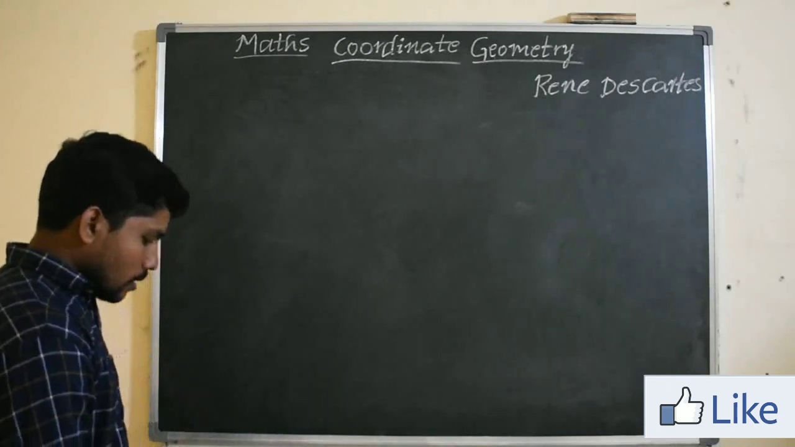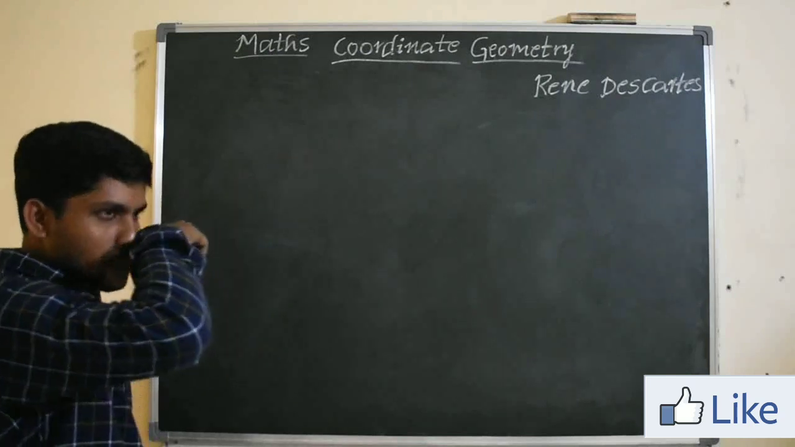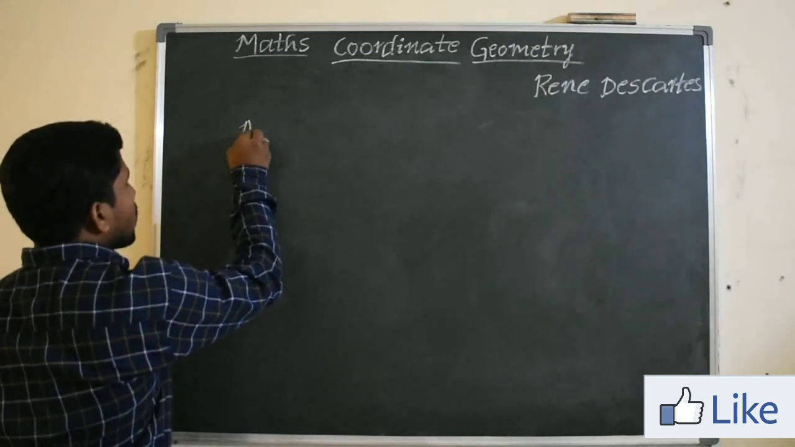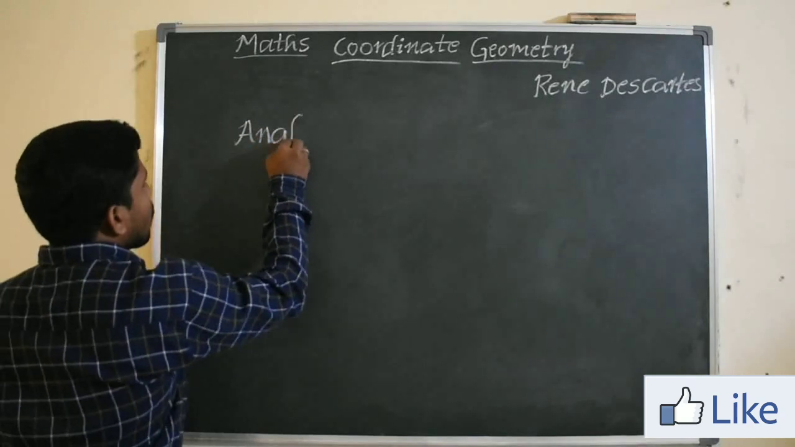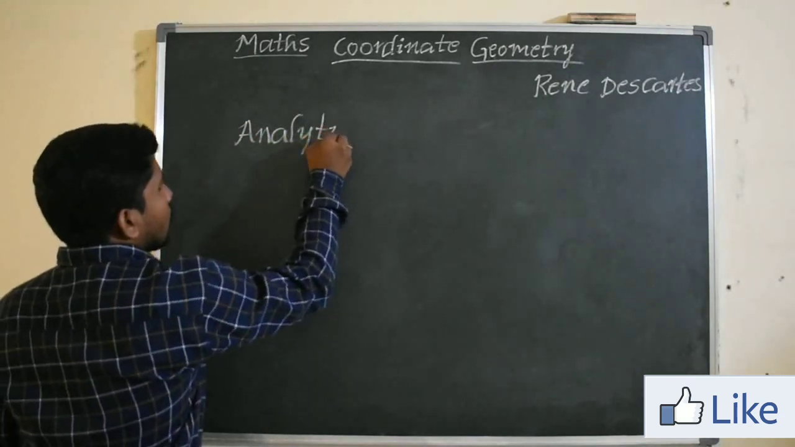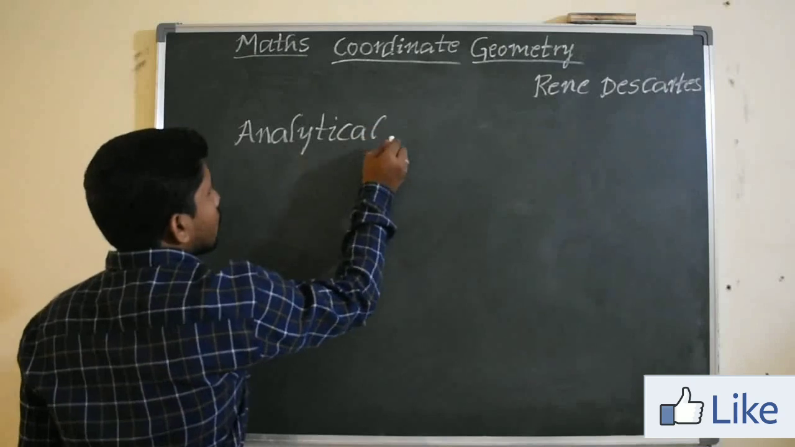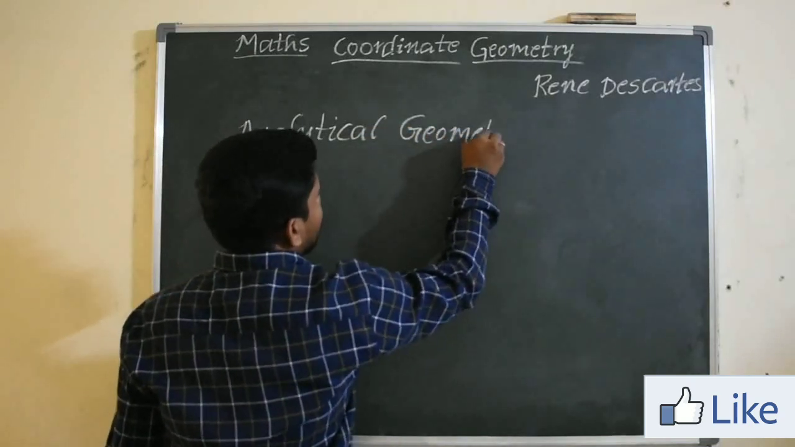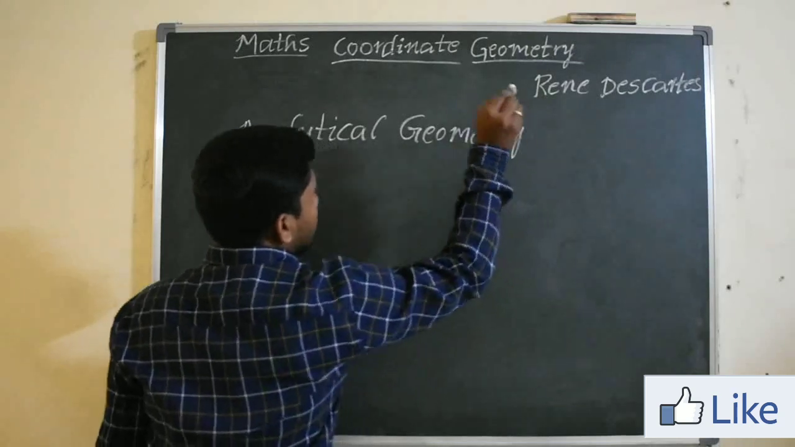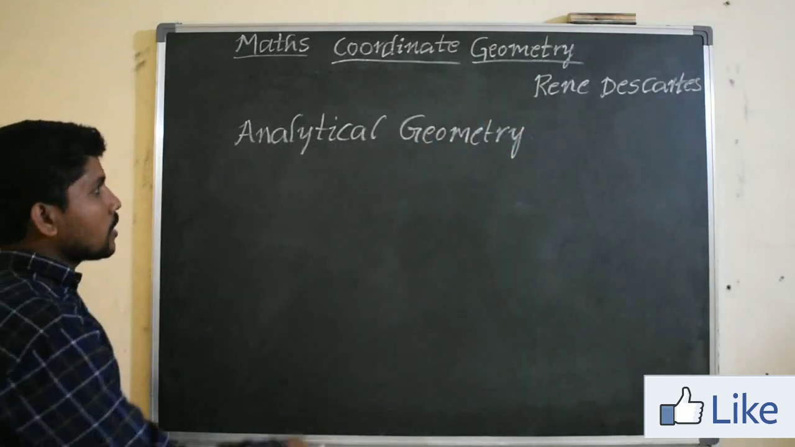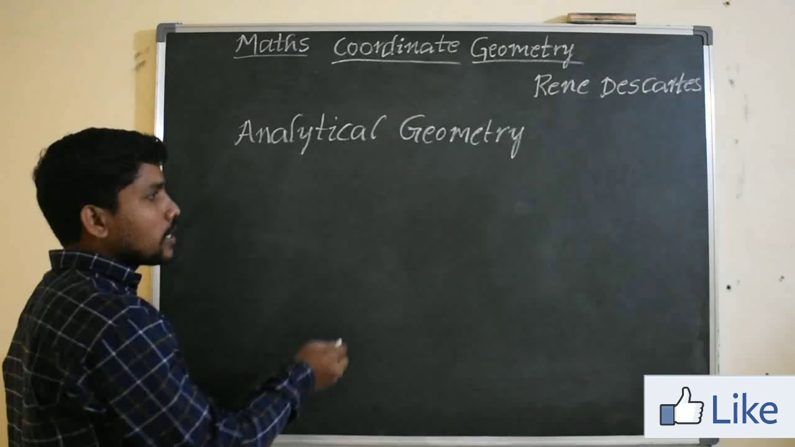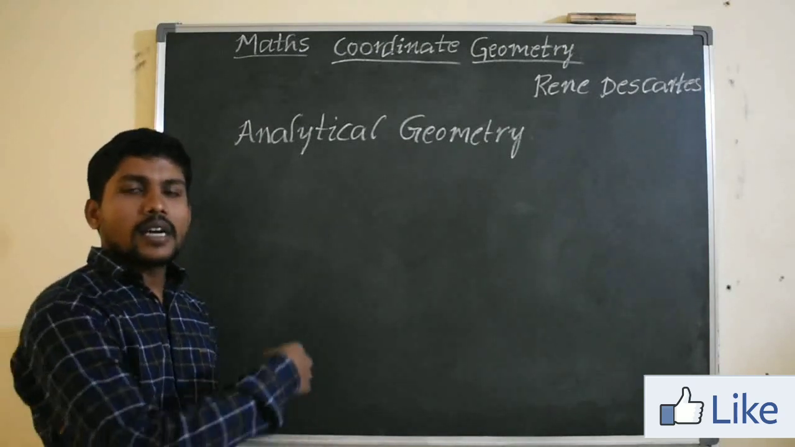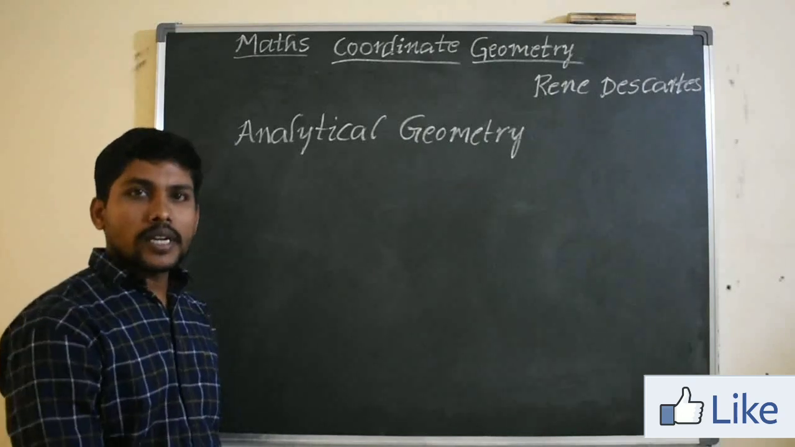Now what is coordinate geometry? It is also called analytical geometry. What does analytical geometry mean? It is the method of studying geometrical figures and their corresponding equations in a coordinate system.